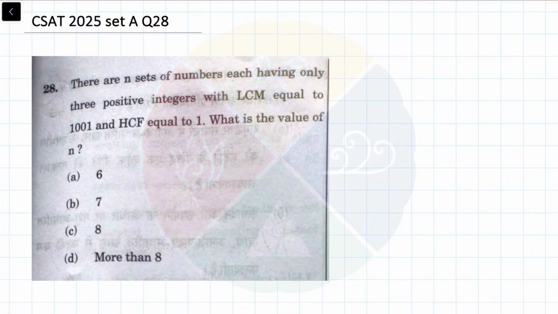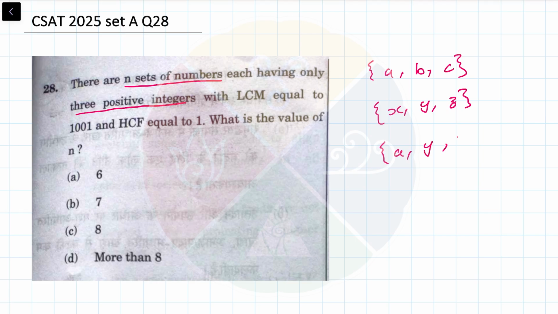Now let's see how to solve this problem. There are n sets of numbers, each having only 3 positive integers. A set basically means it will be in the form a, b, c. 3 numbers are there. It can be like this, it can be like this, it can be like this.